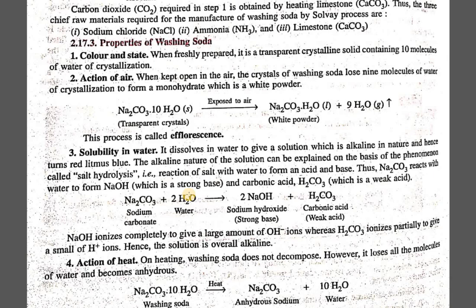Sodium hydroxide ionizes completely to give a large amount of hydroxide ions, so it is a strong base, whereas there is only partial ionization in the case of carbonic acid, and therefore it is a weak acid. So the nature of sodium carbonate is basic or alkaline.